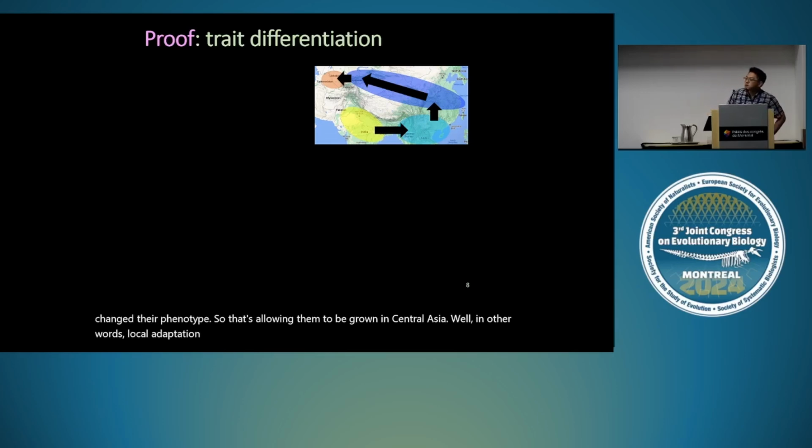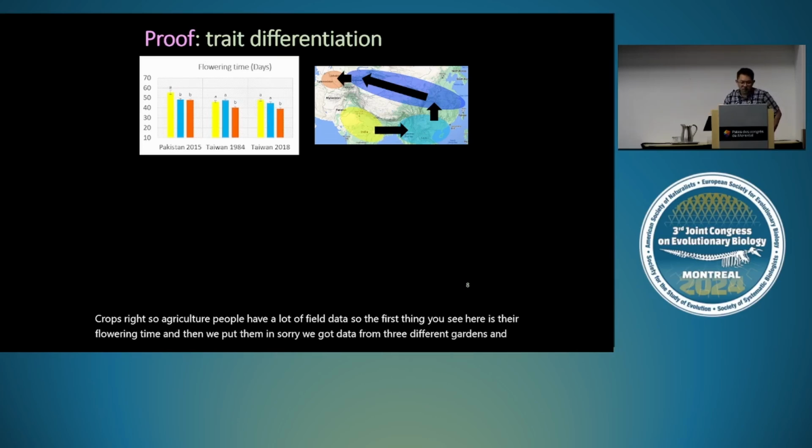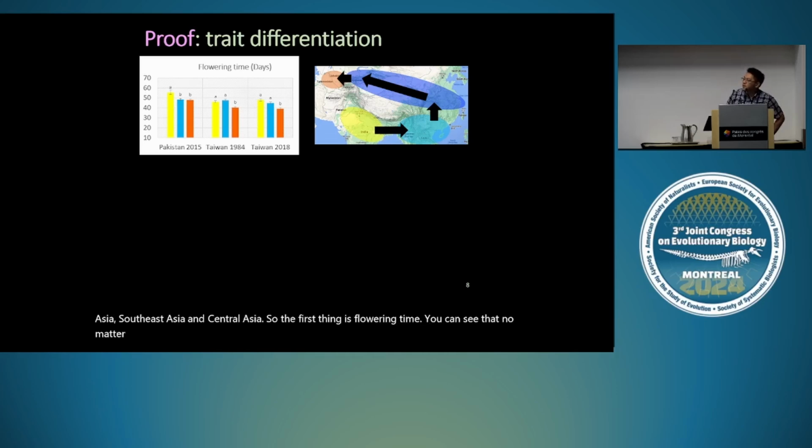So we started to ask our collaborators for data. Since these are crops, agriculture people have a lot of field data. The first thing you see here is their flowering time. We got data from 3 different gardens, and the 3 different color bars are 3 different populations. They came from South Asia, Southeast Asia, and Central Asia. So the first thing is flowering time. You can see that no matter where we grew them, the Central Asian population always flowers the fastest.